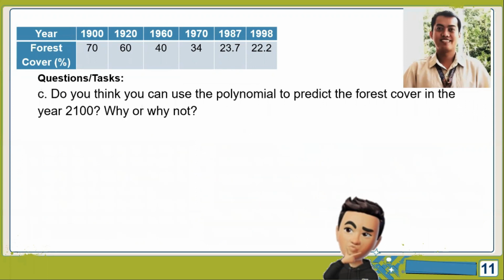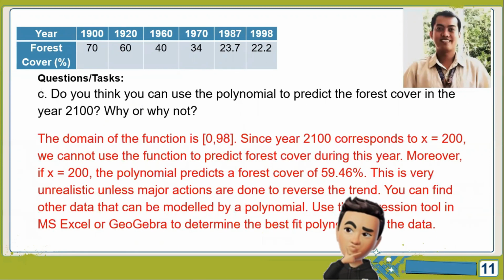We expect it to give a good approximation of the forest cover, but it may not necessarily produce the exact values. Letter C. Do you think you can use the polynomial to predict the forest cover in the year 2100s? Why or why not? No, the domain of the function is 0 to 98. Since year 2100 corresponds to x equals 200, we cannot use the function to predict forest cover during this year. Moreover, if x equals 200, the polynomial predicts a forest cover of 59.46%. This is very unrealistic unless major actions are done to reverse the trend. You can find other data that can be modeled by a polynomial. Use the regression tool in MS Excel or GeoGebra to determine the best fit polynomial for the data.